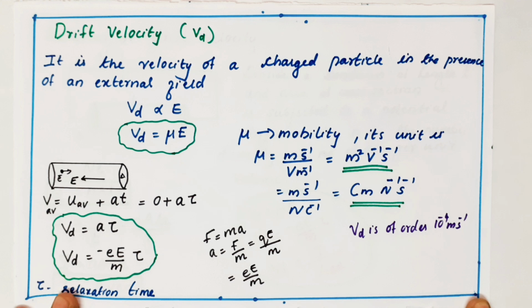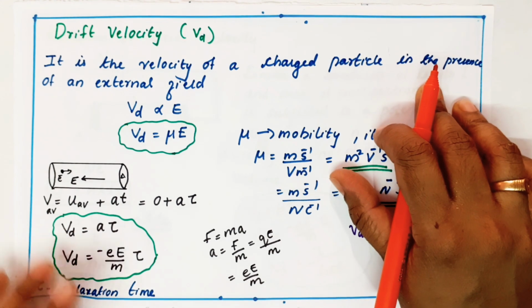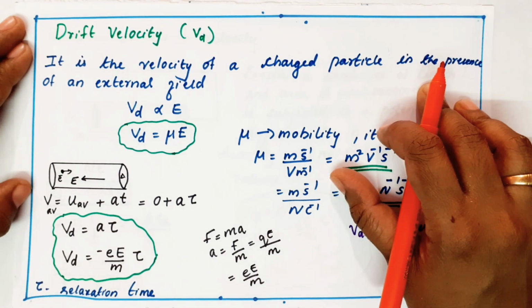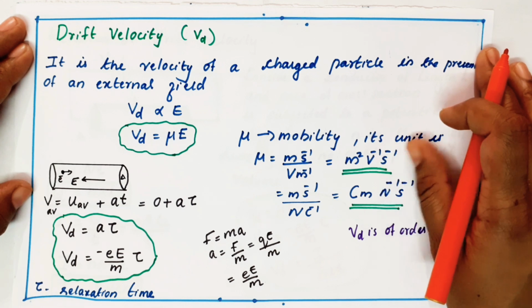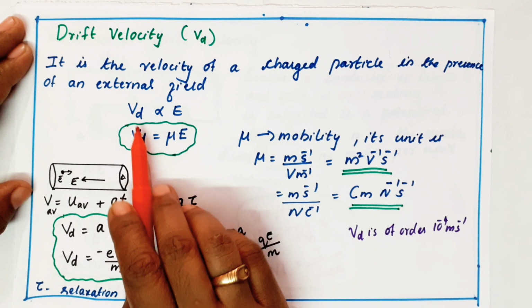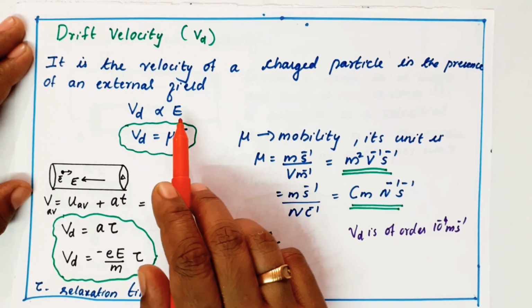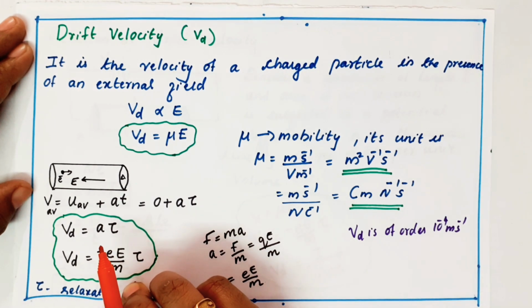Drift velocity. It is the velocity of a charged particle in the presence of an external field. What's the meaning? In the presence of the field, the velocity of a charged particle is called by the name drift velocity. We can even call it the average velocity of a charged particle in the presence of an external field. So I can write in short, drift velocity is proportional to electric field. External field, in this case I am giving electric field.